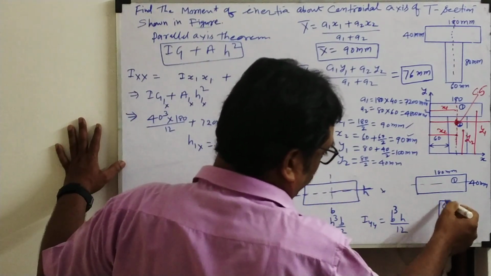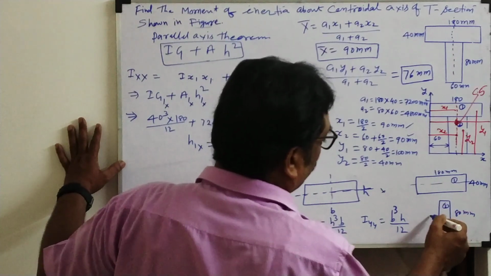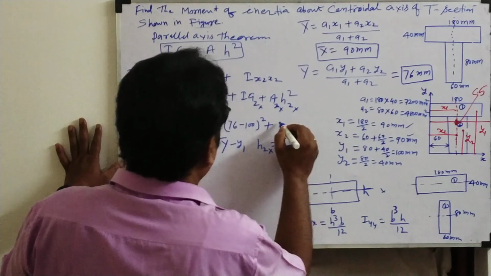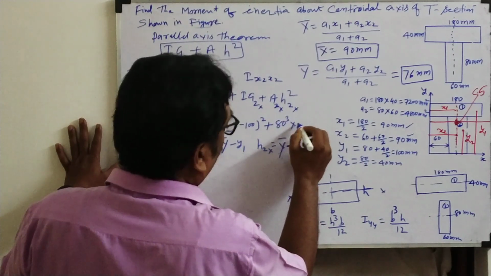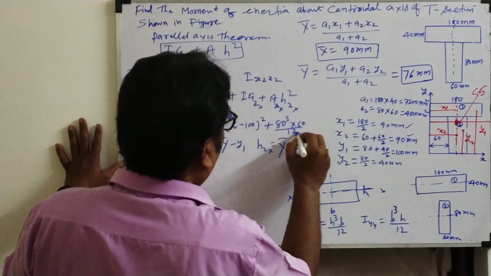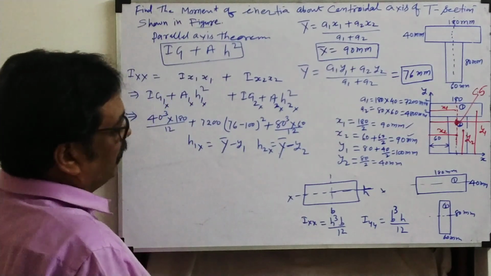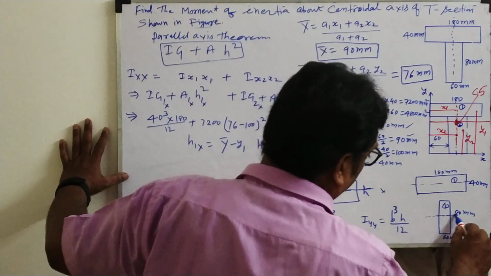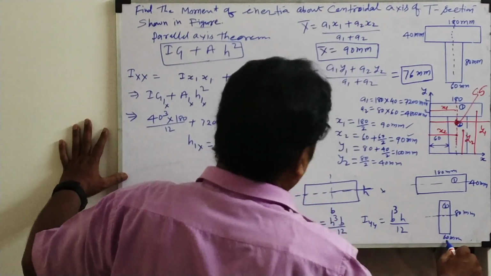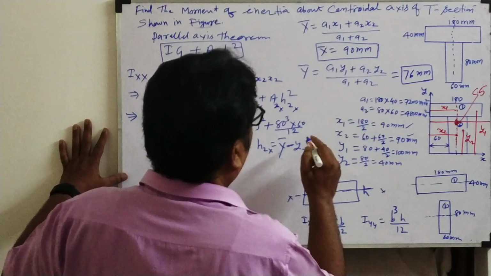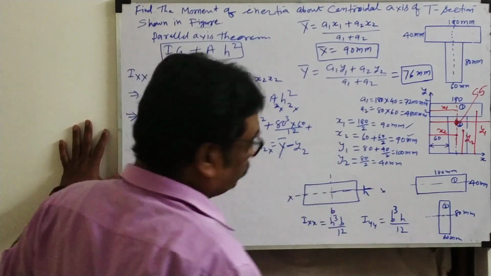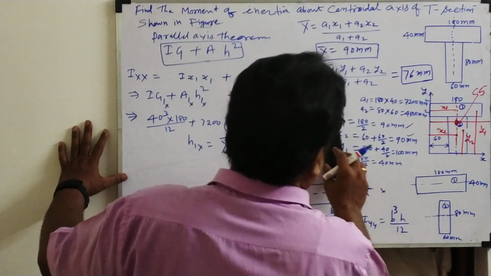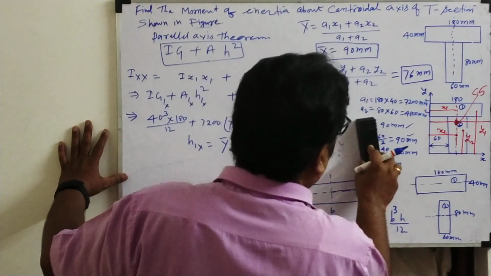For this section it is now Ix2x2, but what is Ix2x2 horizontal? So 80 cubed into 60 by 12. Look again. Suppose we are taking the second section, again horizontal, Ixx we are going. Ixx: 80 cubed, 60 by 12, plus area. Now where will we write? Okay, now x1 and x2 values we know directly.